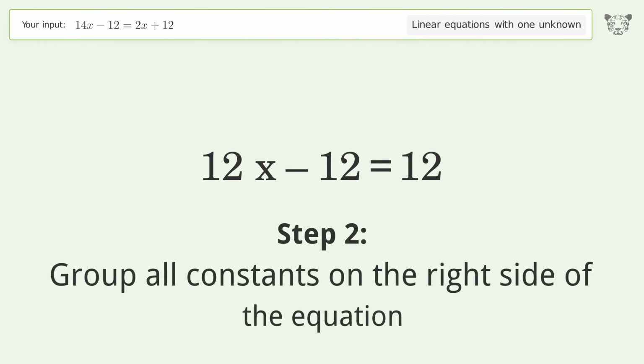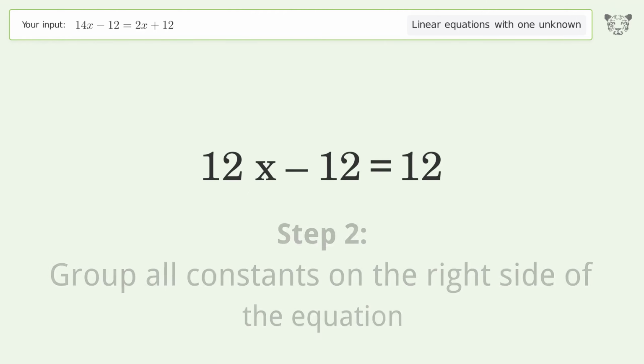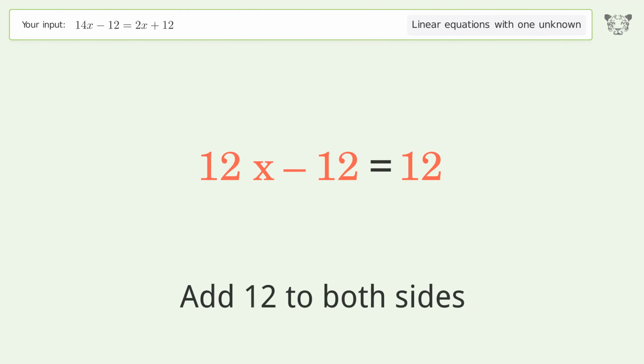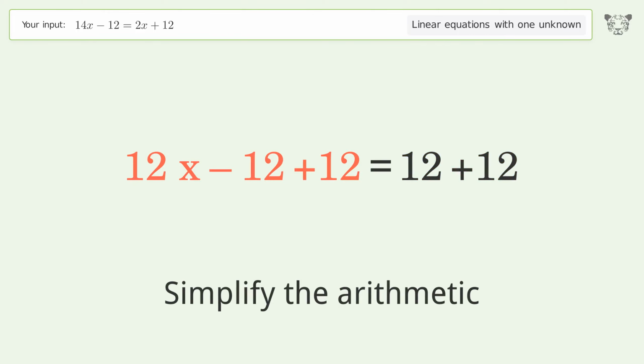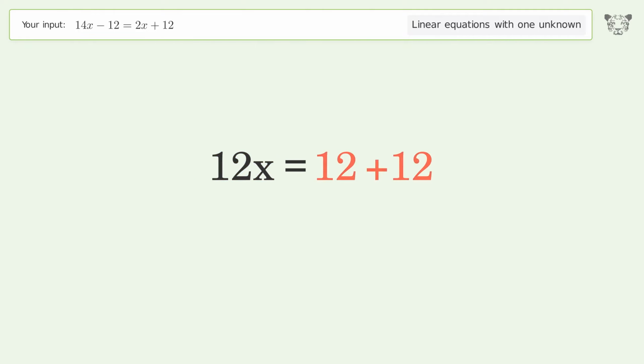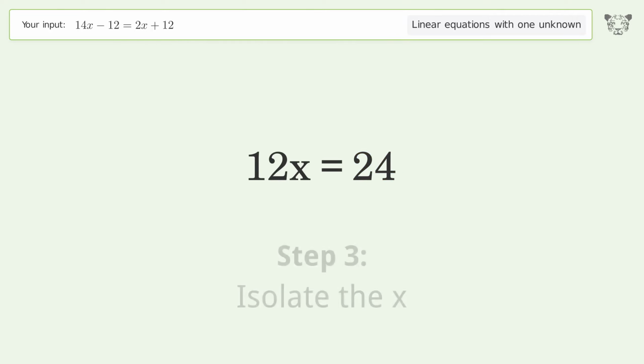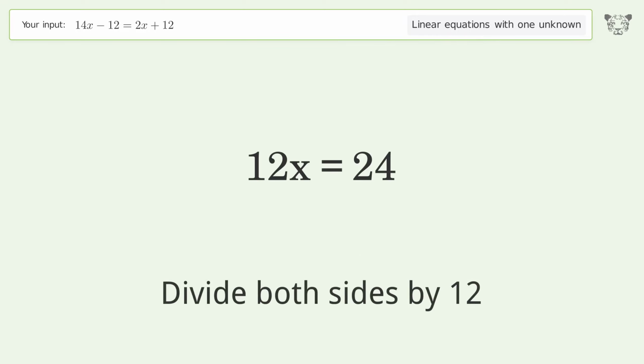Group all constants on the right side of the equation. Add 12 to both sides. Simplify the arithmetic. Isolate the x. Divide both sides by 12.